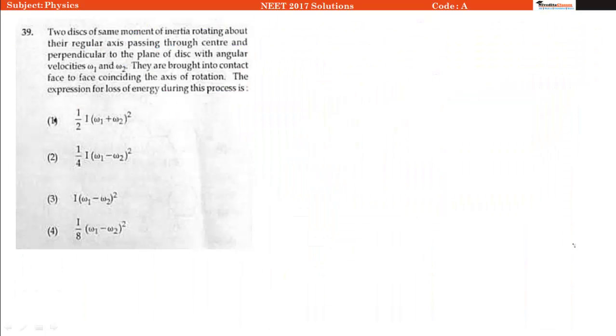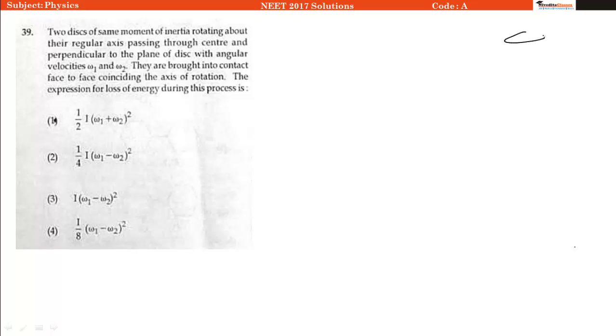Two disks of the same moment of inertia are rotating about their regular axis passing through the center and perpendicular to the plane of the disk, with angular velocities omega 1 and omega 2. They are brought in contact face to face, coinciding the axis of rotation. Now we have to find what will be the loss of energy during this process.